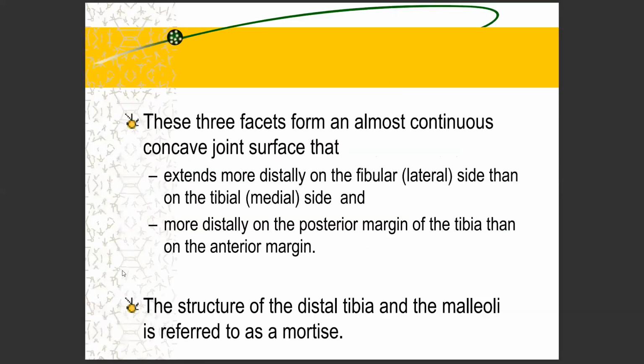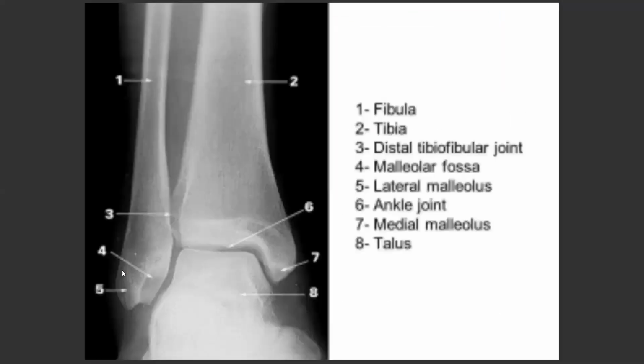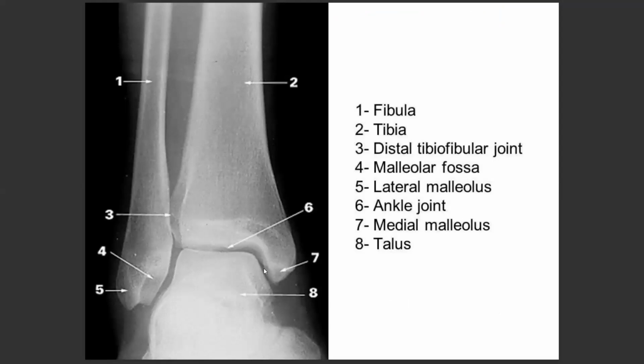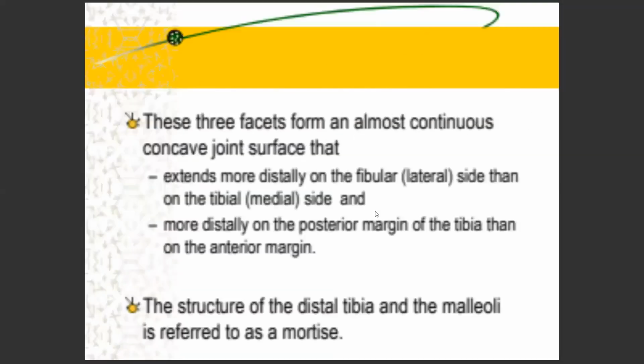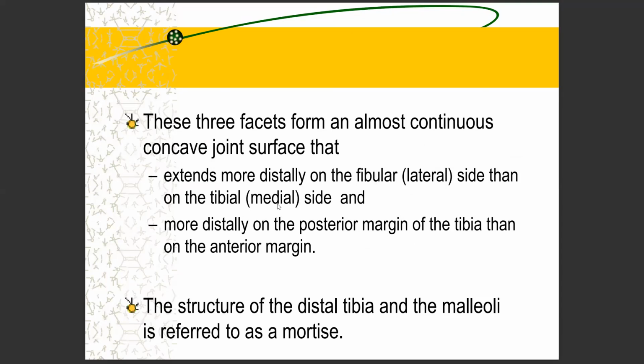These three facets form an almost continuous concave joint surface. This concave joint surface extends more distally on the fibular lateral side, as we can see here, than the medial side, and more distally on the posterior margin of the tibia than on the anterior margin, as we discussed in the previous slide. The structure of the distal tibia and the malleoli is referred to as the mortise.